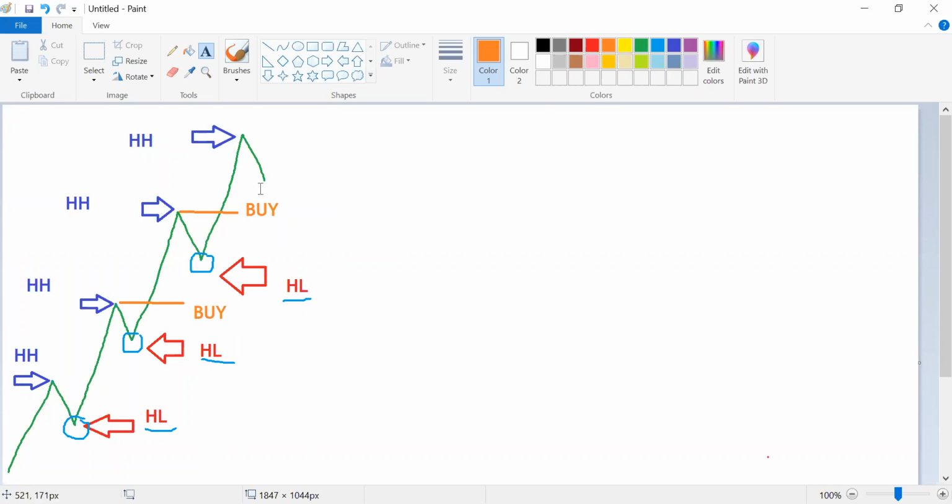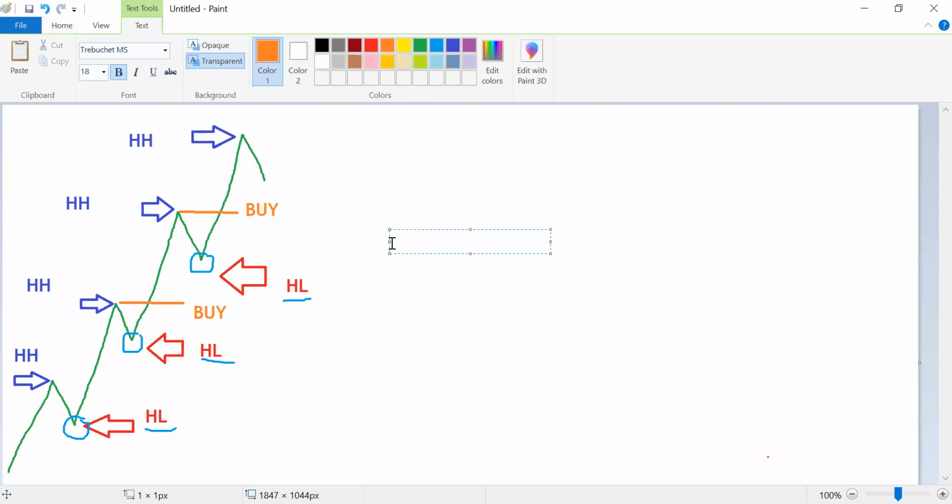Now for some reason, if it is not making a higher low, if it comes down, then if it breaks the low, you will exit. Suppose you bought over here and it came down back and it broke the low, you will probably exit, right? So when the pattern changes, you will exit. Okay, so that was on the buy side.